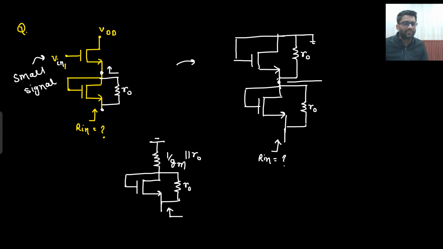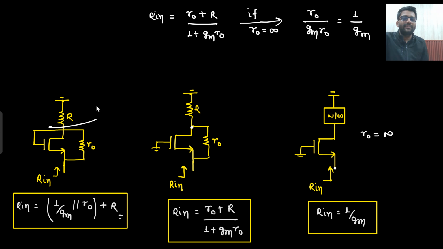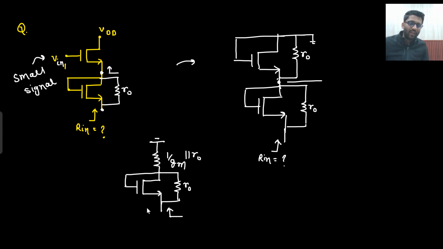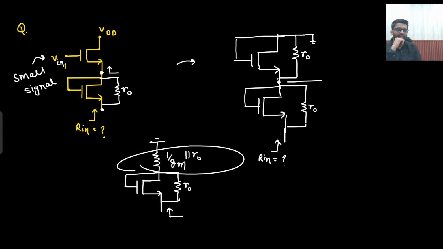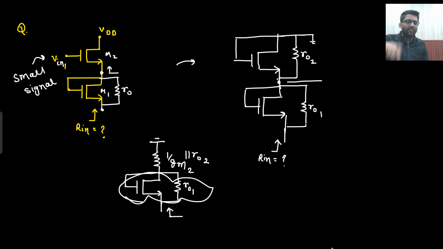That means how much will this offer? 1/gm parallel with R0. This we have already seen. How much will this offer? 1/gm parallel with R0, and that is in series with R. But now what is the scenario? How much is this offering? 1/gm parallel with R0. That is in series with 1/gm parallel with R0. There you go. And in the examination, what may happen is that they can call this one M1 and this one M2. So this will be R02 and this will be R01. So I am going to write this as 1/gm2 parallel with R02, and this is your R01. So this will offer you 1/gm1 parallel with R01.